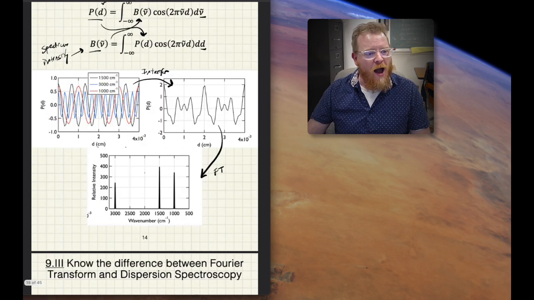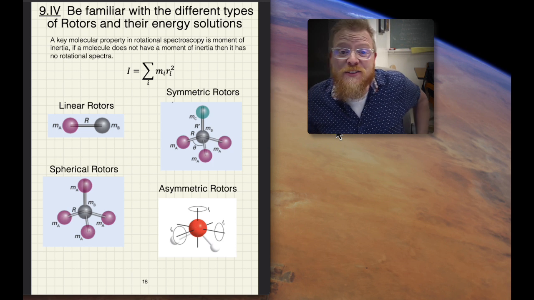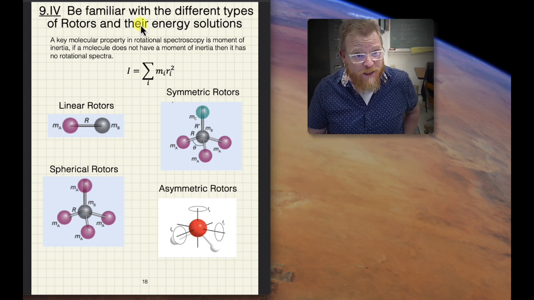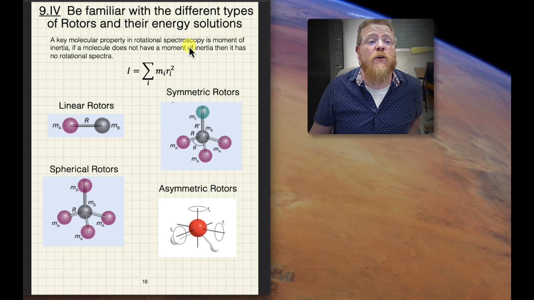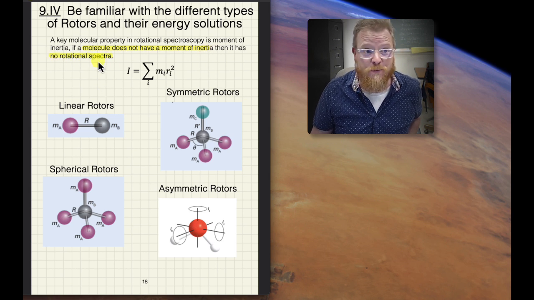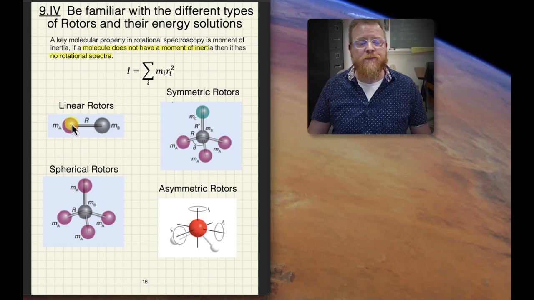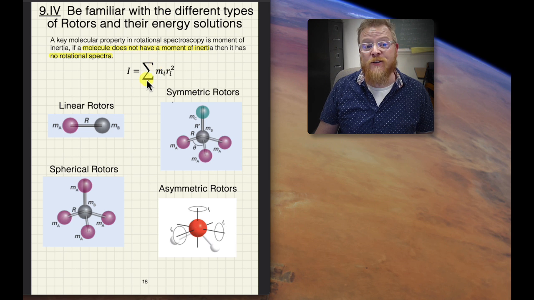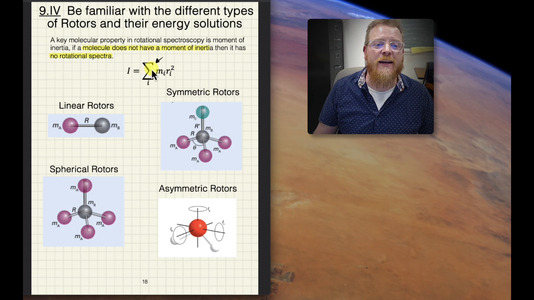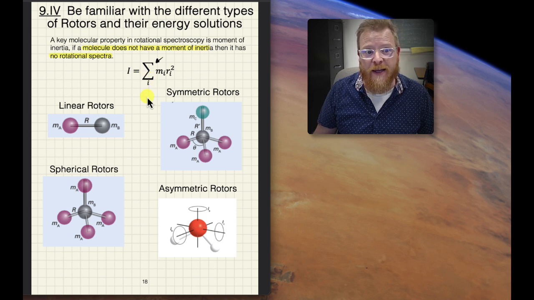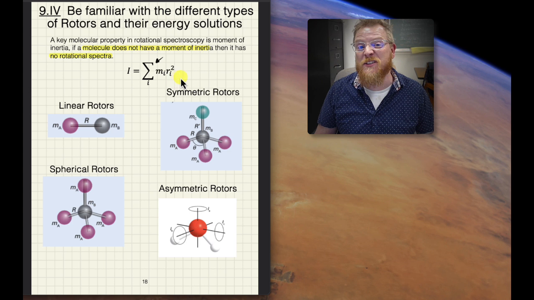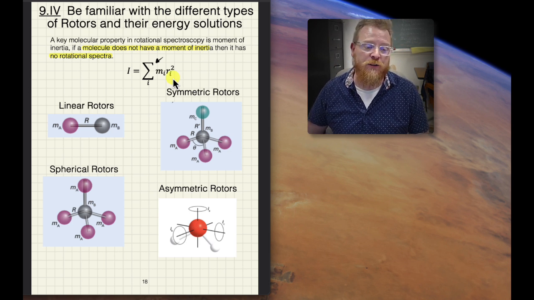Okay, so the first thing we need to consider is the moment of inertia. A key molecular property in rotational spectroscopy is the moment of inertia. If a molecule does not have a moment of inertia, then it does not have a rotational spectrum. There are several types of rotors, and they are classified based on their moments of inertia. And I say moments, plural, because there will be more than one for complicated molecules. So we really have to consider the sum of all of the different moments of inertia.